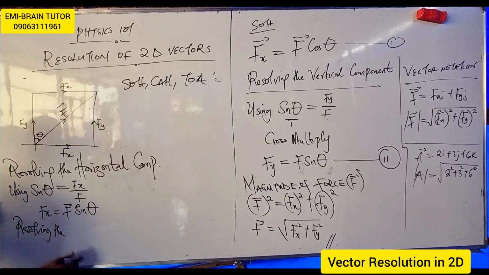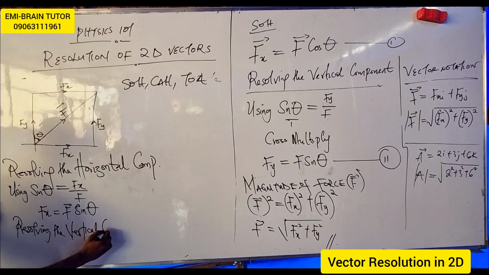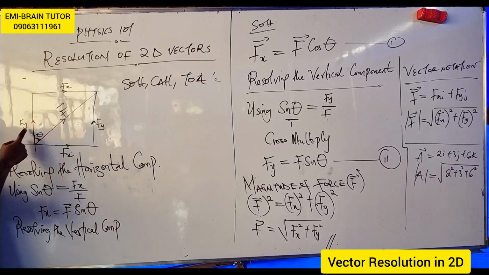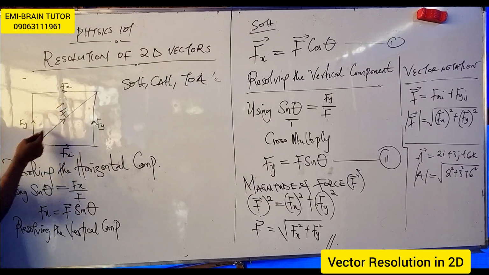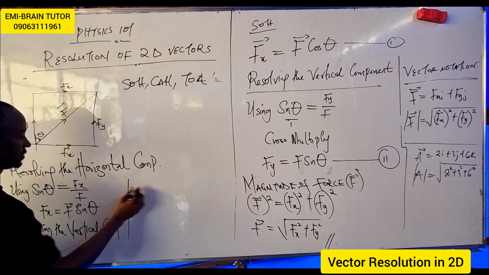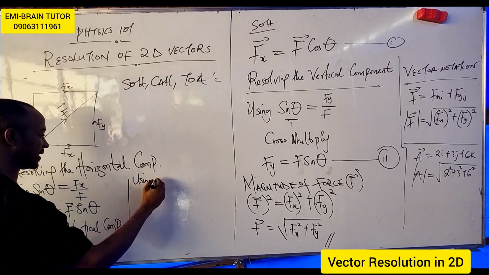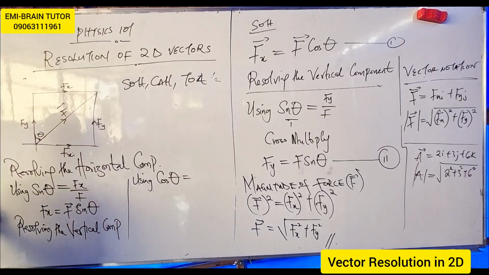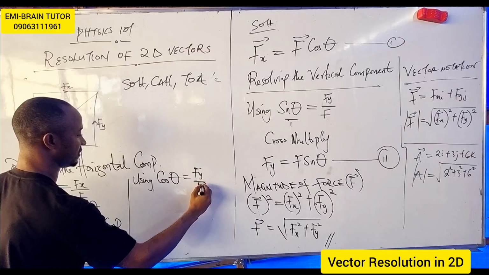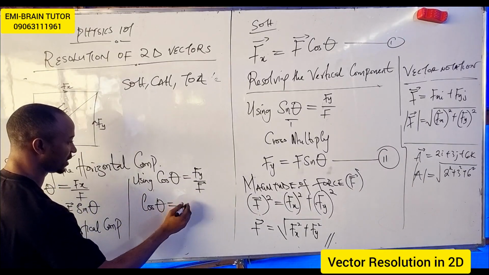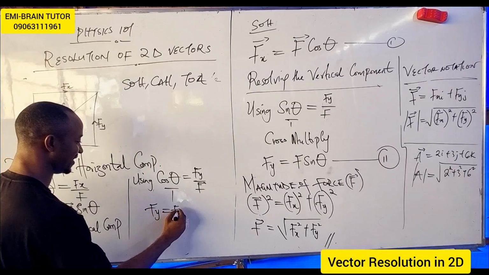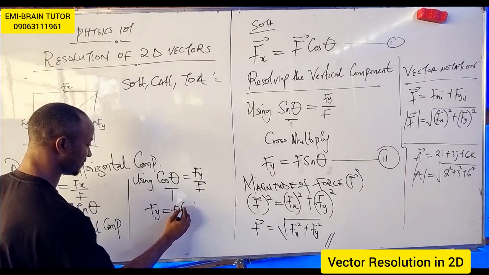Now resolving the vertical component. Who can tell me what to do? I'm resolving Fy with respect to F. Fy is the adjacent, so which one will I use? Cos. Using cos theta equals adjacent over hypotenuse, which is Fy over F. Cross multiplying, Fy equals F cos theta.